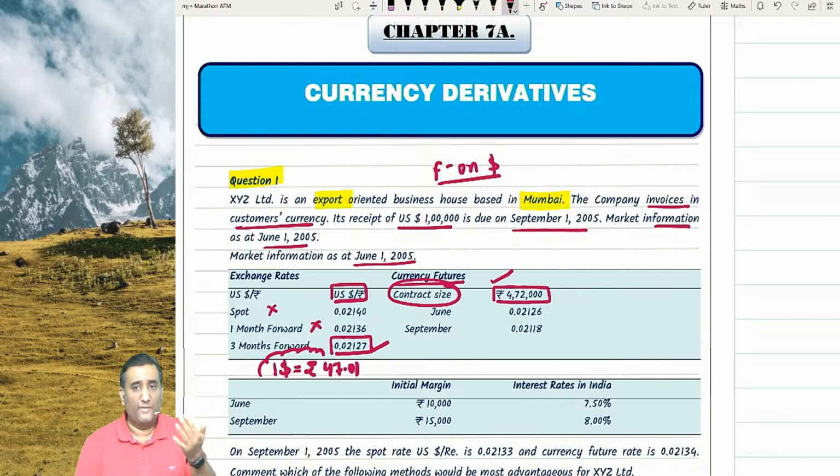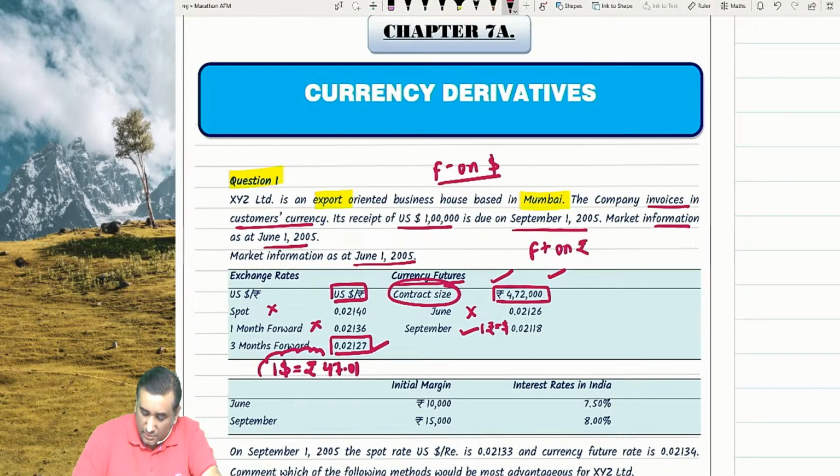How did we do? Rupee dollar is very straightforward. 1 divided by 0.0127. Now the contract size is in rupee. That means betting has to be done on what? Rupee. Betting has to be done on rupee. Which month contract do we need? September, not the June month. Standing in June, but we need the contract for the month of September. It is saying 1 rupee dollar this. I know I wanted F minus on dollar, but I'll go for F plus on rupee. Just for my reference, what is the dollar promising? $1 is equal to 47 point.